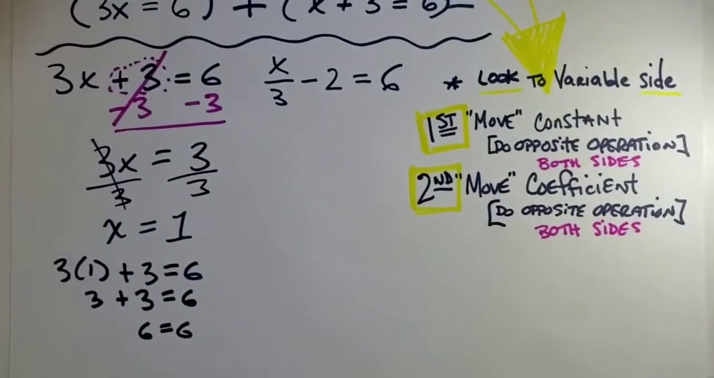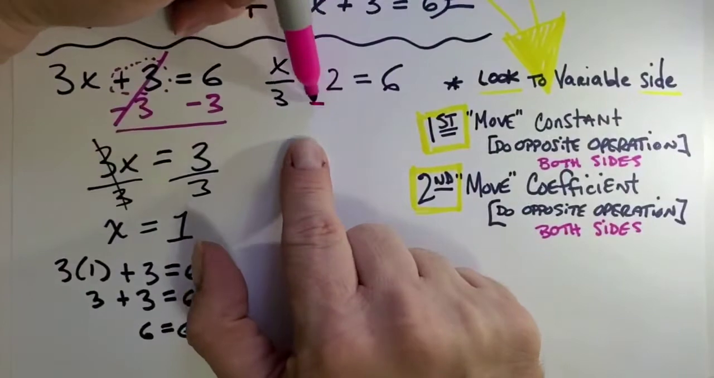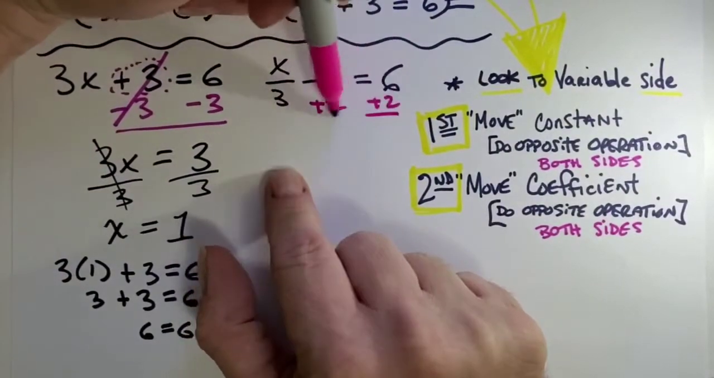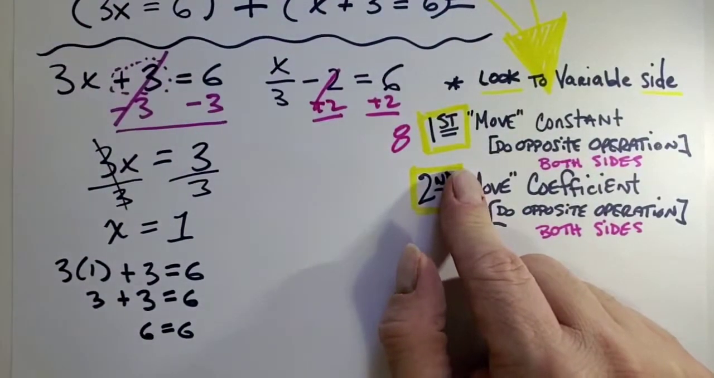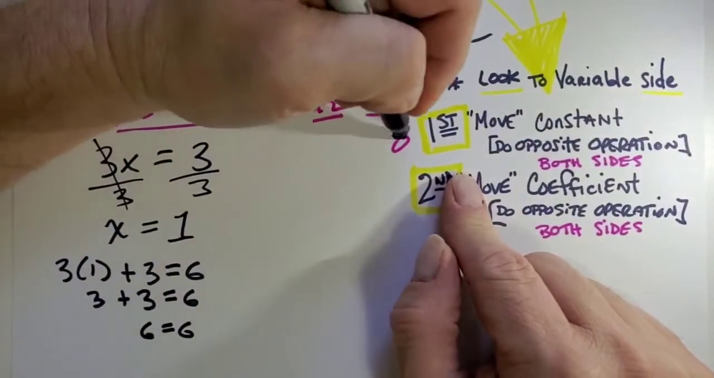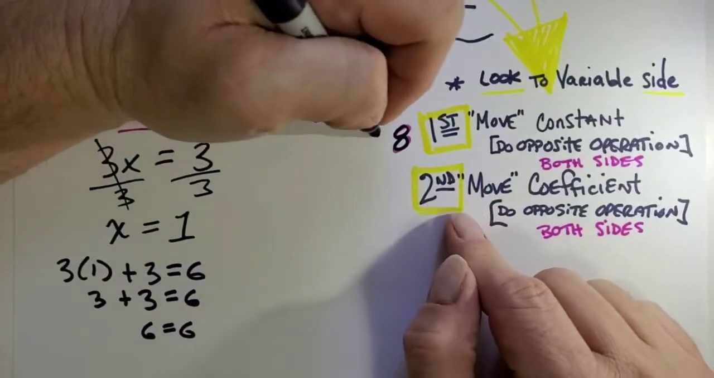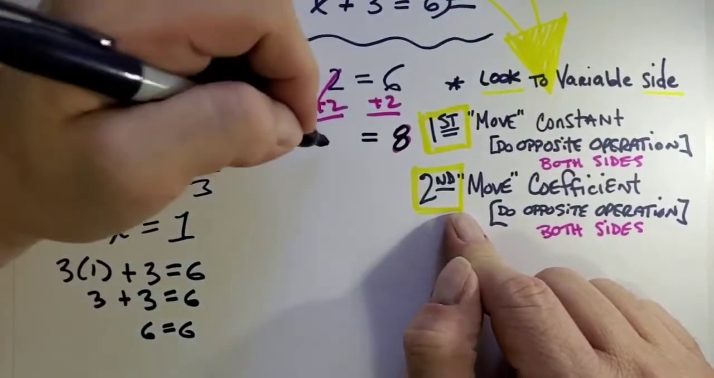Okay, here we go. Both sides, plus 2, plus 2. I don't care if you can do it in your head. 6 plus 2 is 8. Oops. I don't care if you can do it in your head. I am requiring that you show the process. And we're left with this.